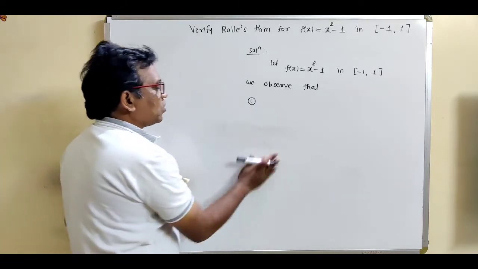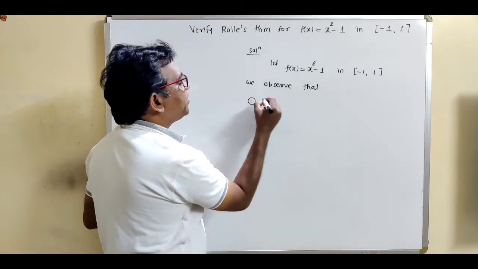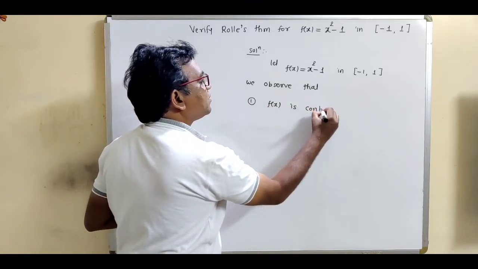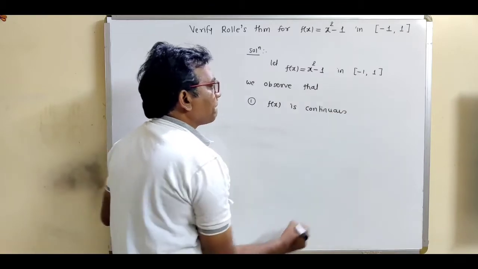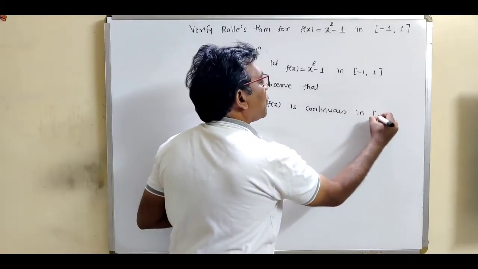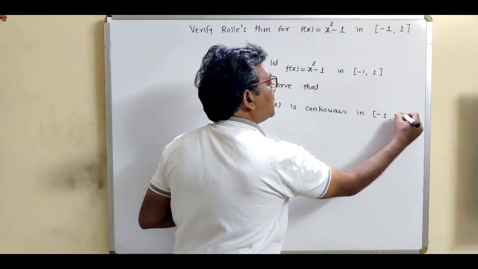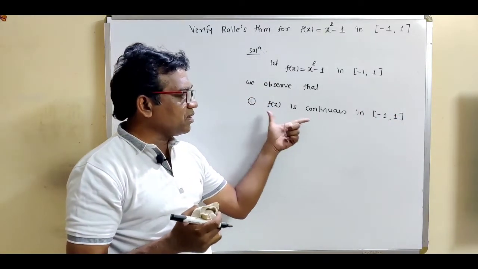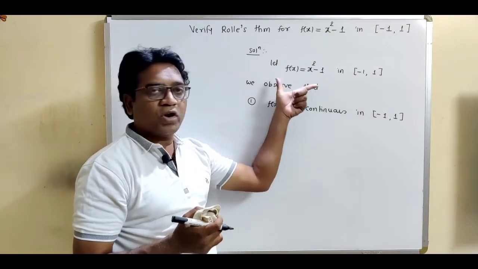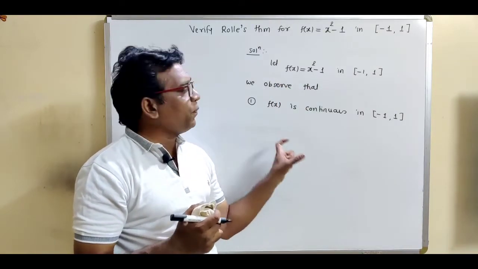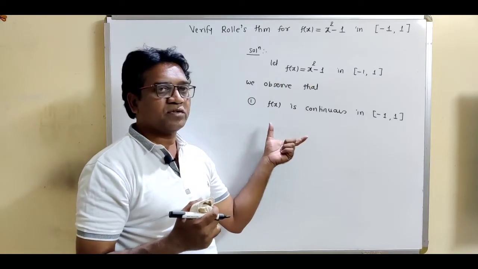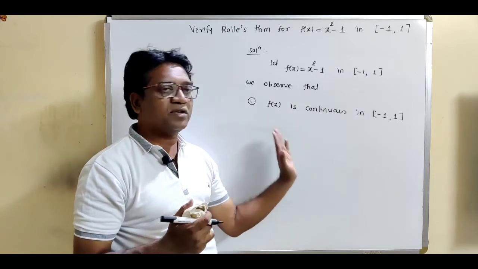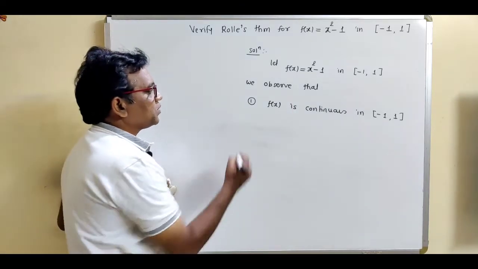So just write down this concept directly. Write down, we observe that, what is the first observation? f(x) is continuous in the closed interval minus 1 to plus 1. So this is our first observation. How is it a continuous function? Because it is a polynomial function, and we know that every polynomial function is a continuous function. So by using this concept, we can write directly here, f(x) is continuous in the closed interval minus 1 to plus 1.